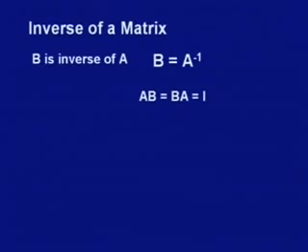Then, another important concept in matrices is the inverse of a matrix. We have already defined the additive inverse. That means if I have a matrix A, then the matrix B is called the additive inverse of A if the sum A plus B is the additive identity, which is 0. So A plus B is equal to 0. That is the additive inverse of the given matrix.